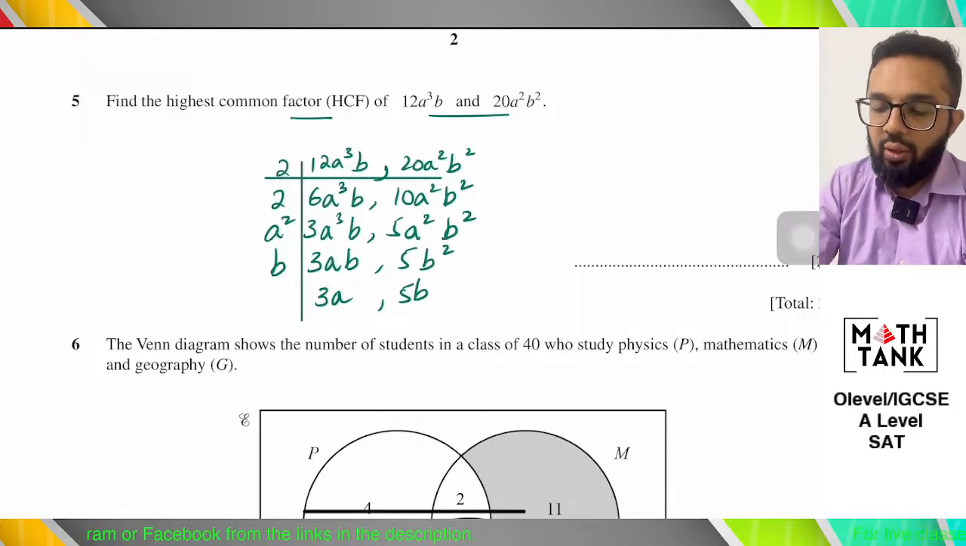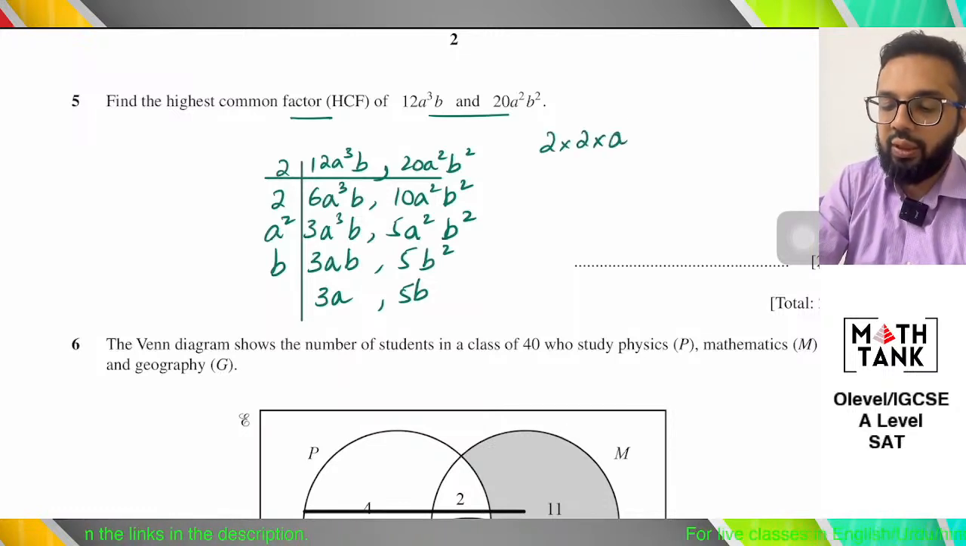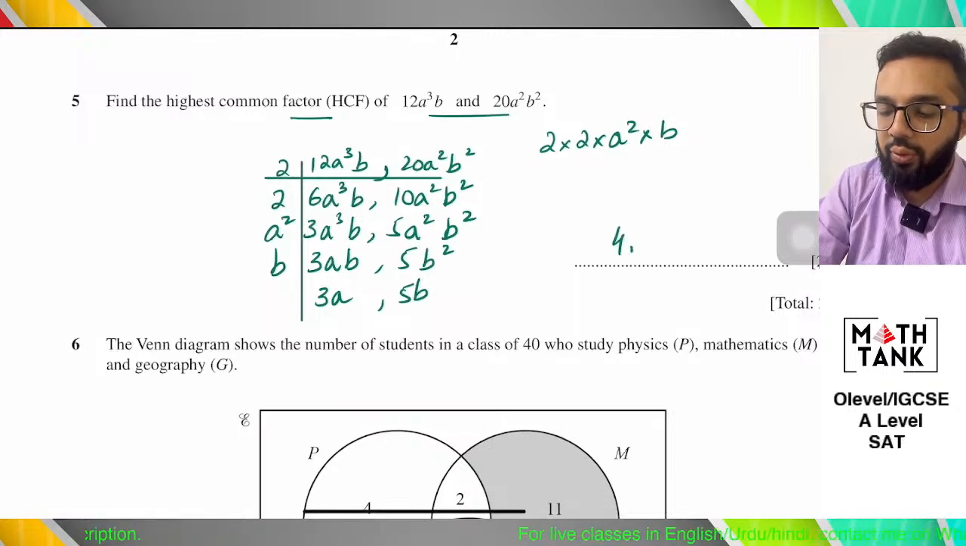Okay, so what should the highest common factor be? It should be 4a squared b.